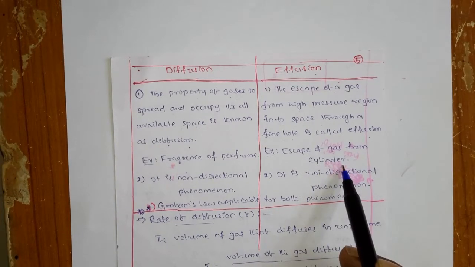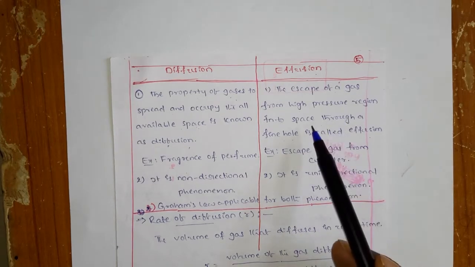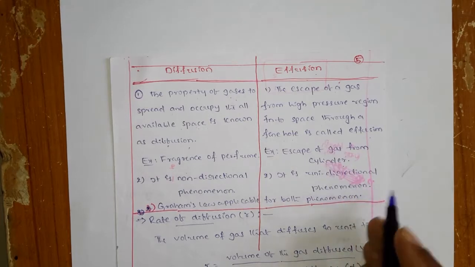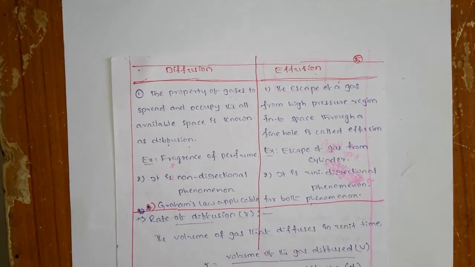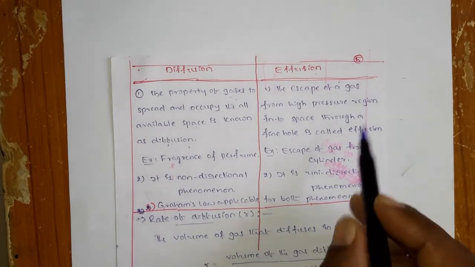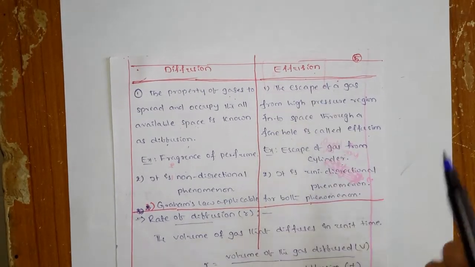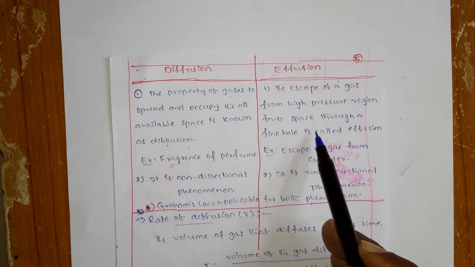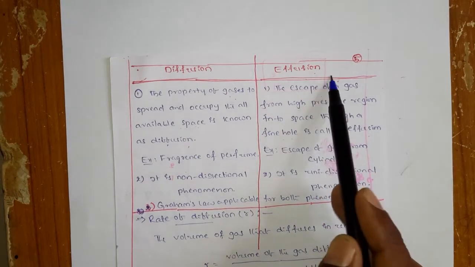Inside the cylinder there is high pressure, and when you open the knob, the flow starts. That is escaping. That is not diffusion. It is not spreading by itself, it is forcefully coming out. So that phenomenon, that property, we call effusion.